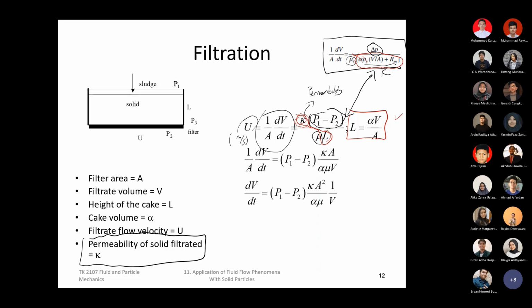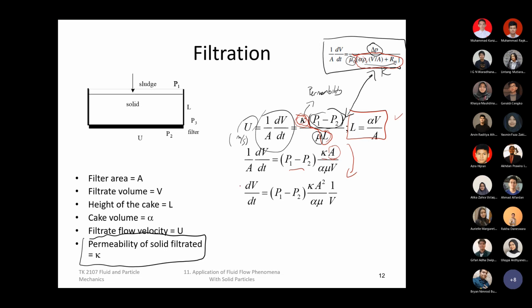Regardless, if it's already expressed as a function of the permeability of the media, then it can be derived as the following equation: 1 per A dV/dt, that's still the delta P, kappa, area of the membrane, per alpha mu V. Again, usually the area of the membrane is the one that is calculated if we are designing a new piece of equipment.